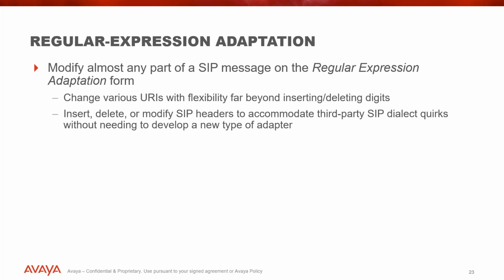Regular expression adaptation is a newer feature introduced in 8.0.1. This lets you modify more than just digit strings. You can modify pretty much any part of a SIP message using regular expression adaptation. So you can change various URIs in ways far beyond just inserting and deleting digits. You can insert, delete, and modify SIP headers. So rather than using the vendor-specific adaptations that we've provided, if you have a different service provider than one of the ones that we've already provided an adaptation for, you don't have to wait for us to develop an adapter. You don't have to go to professional services and get them to develop a custom adapter. You can do your own adaptation by modifying whatever SIP header it is that offends your service provider.